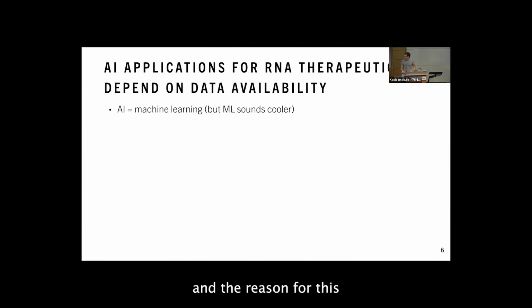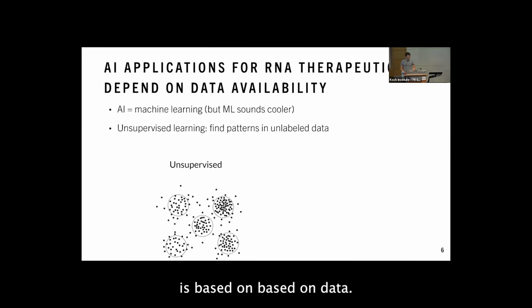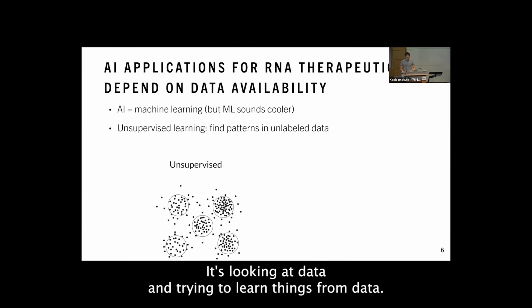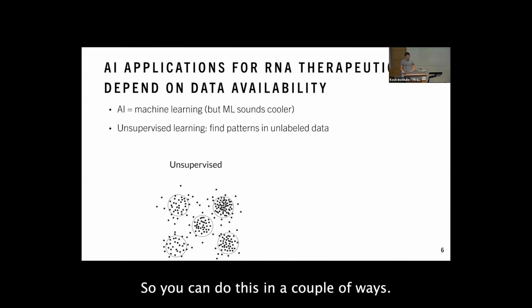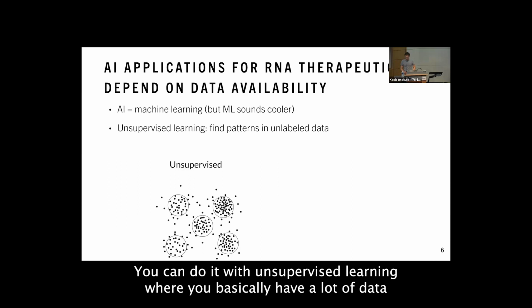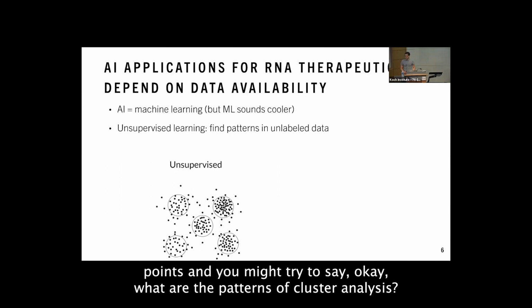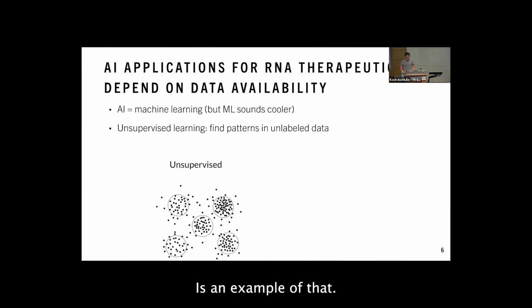And the reason for this is fundamentally that modern AI is based on data. It's looking at data and trying to learn things from data. So you can do this in a couple of ways. You can do it with unsupervised learning, where you basically have a lot of data points, and you might try to say, okay, what are the patterns? So cluster analysis is an example of that.